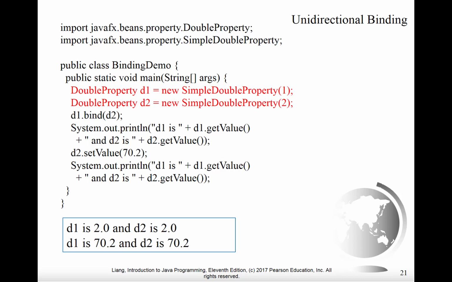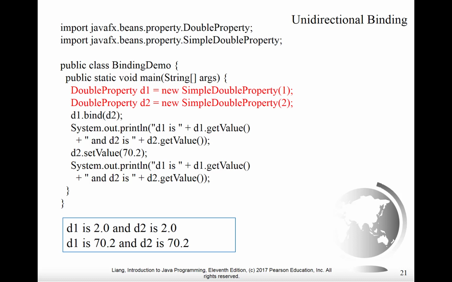So in the line of code that you see between the two system out print lines, you see that we do a d2.setValue(70.2). Now what do you suppose that does? Well, it changes the value of D2 to 70.2, but because we've bound it to D1 using the bind command immediately under the code that's in red, that means that when we make that change to D2, we also make it to D1. And now when we do the system out print line, you can see that both D1 and D2 are reflecting the updated value 70.2.